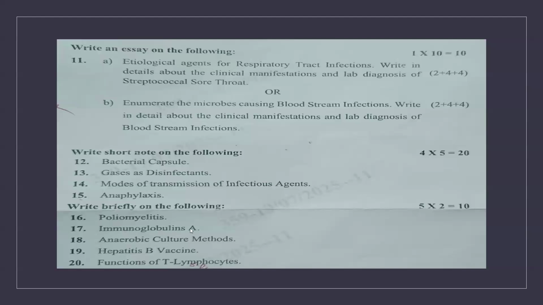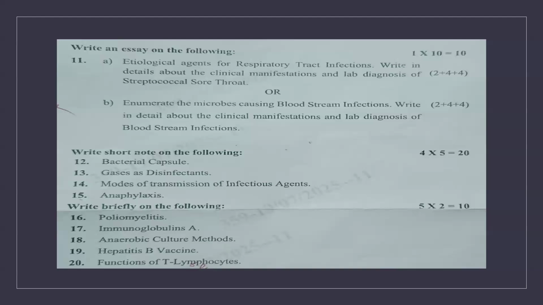Next, see immunoglobulin A. For this, you have to draw the diagram and just write 3 to 4 points for this immunoglobulin A. And see anaerobic culture methods here. So this is a big topic. Whenever you get this question, you should write the methods, the various methods of anaerobic cultures. If you write at least 4 methods correctly, then you will get the 2 marks.